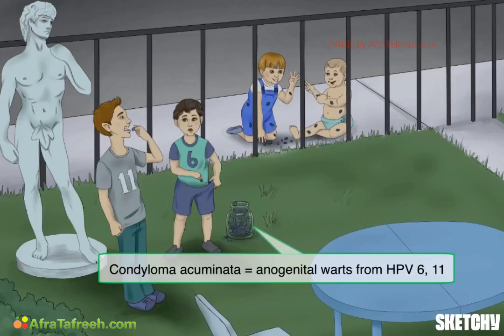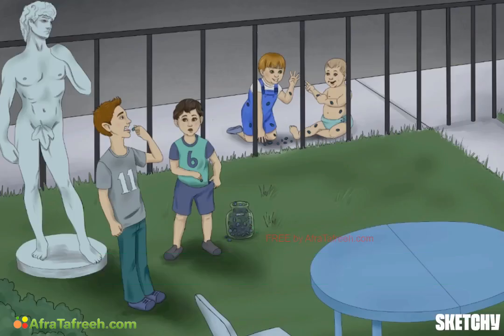And do you remember what disease is associated with condyloma lata? That's right, syphilis. So again, HPV 6 and 11 are both associated with laryngeal papillomatosis and anogenital warts. Laryngeal papillomatosis is more often seen in children and is acquired at birth, while anogenital warts is seen in sexually active individuals, and as such is acquired via sexual transmission.